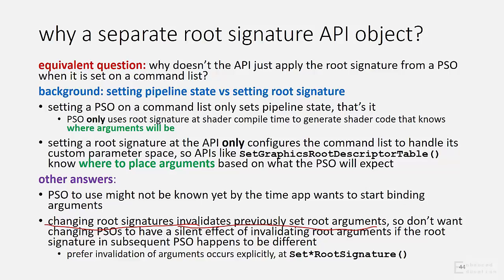So if just setting a PSO implicitly sets a root signature, then looking at a call sequence of set PSO calls, it wouldn't be obvious that somewhere in the midst of those set PSO calls there's invalidation of root arguments. And so instead we prefer that invalidation of arguments explicitly happens, and that's only when set root signature gets called.